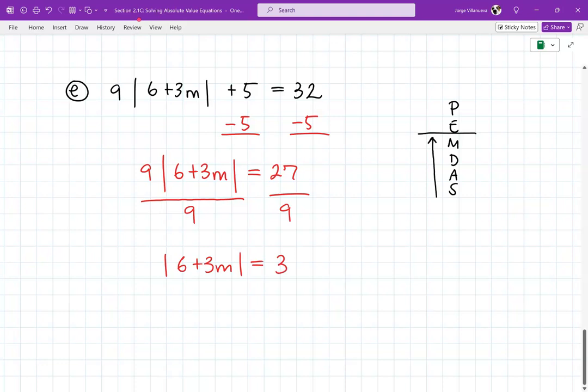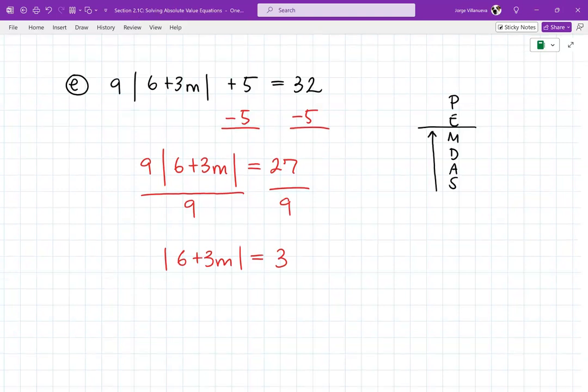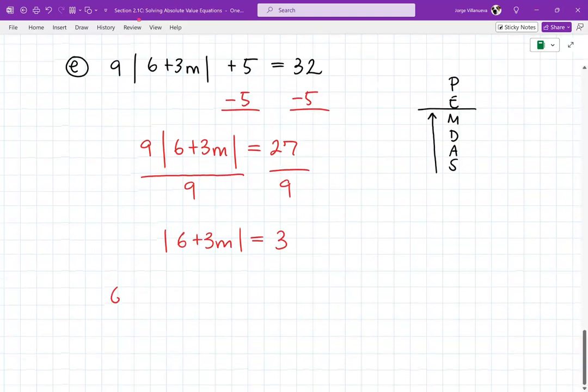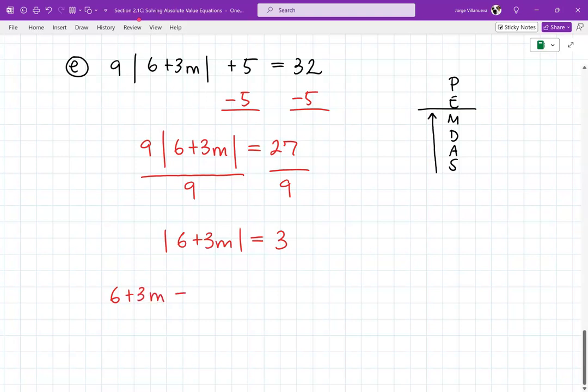3. Thank you. So now that my absolute value is all by itself, I can break it apart and create 2 different problems. So 6 plus 3m equals 3, and 6 plus 3m equals negative 3. Remember, it's the answer that becomes positive and negative, not the big part inside of the absolute value. The answer becomes a plus 3 and minus 3.